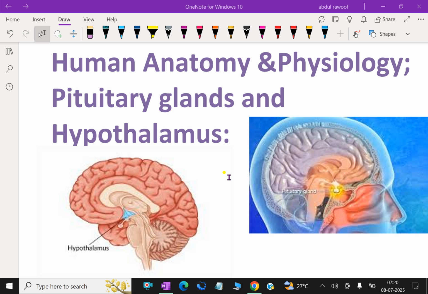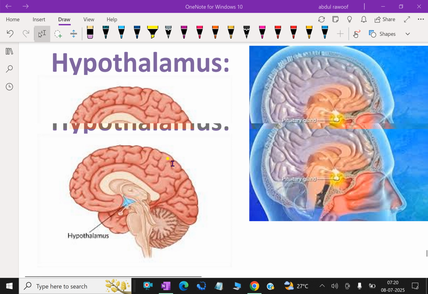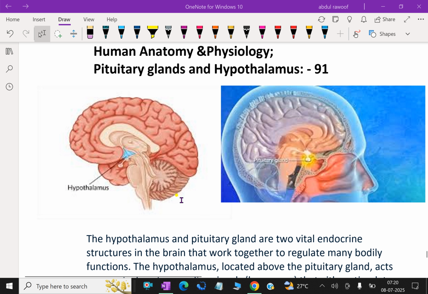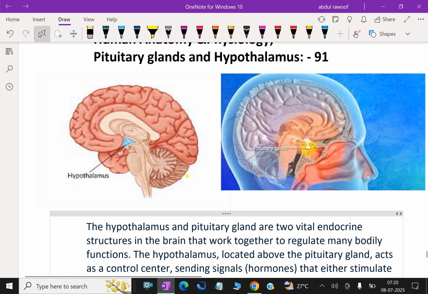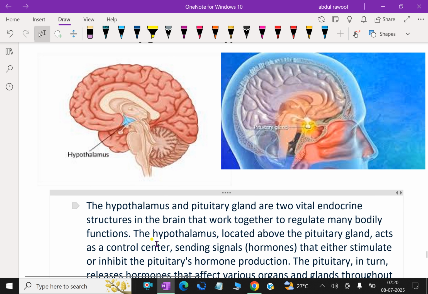Now we'll discuss further detail about the pituitary gland and hypothalamus. Look here. The hypothalamus and pituitary gland are two vital endocrine structures in the brain that work together to regulate many bodily functions.